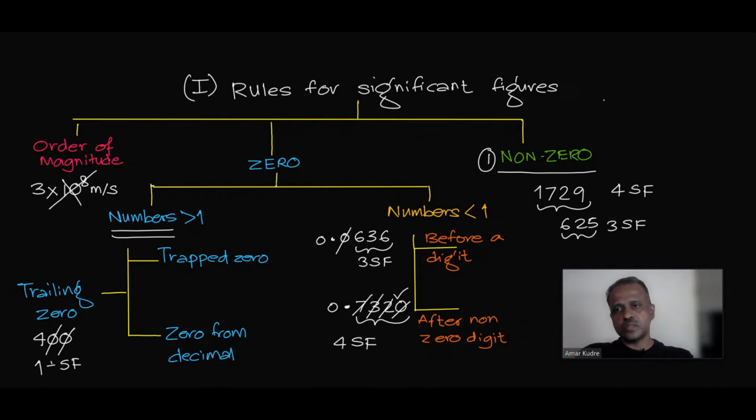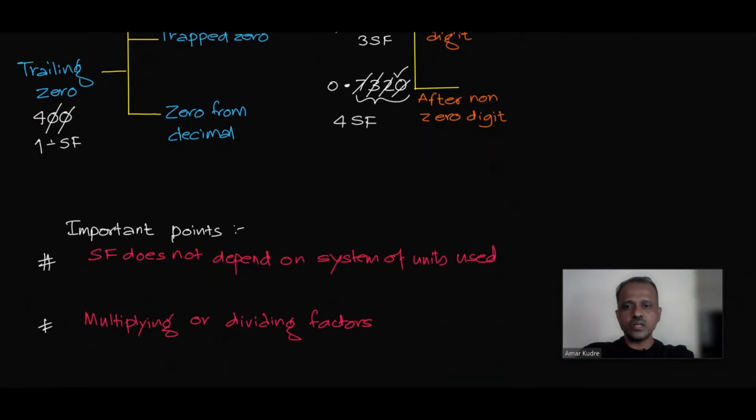So just forget about this thing. Even if it is a big number, we only consider that 3 into 10 to the power 8 has only one significant figure. So that was it about significant figures. Let us do certain examples.